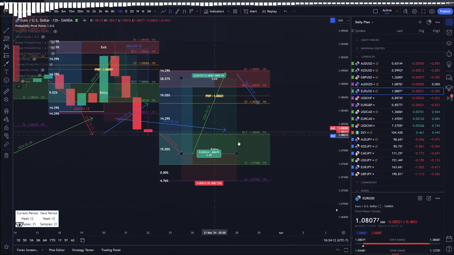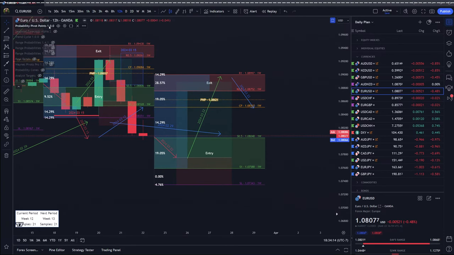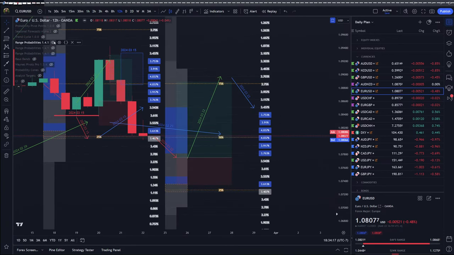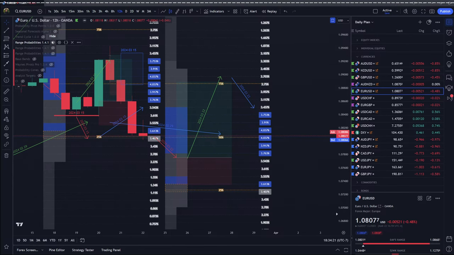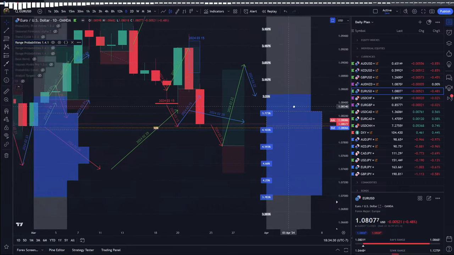Yep, something along those lines. Isn't it so cool? We can kind of do these things into the future. Having the next period's stuff is just so cool. Good trade plan. Let's actually check things out now for the month.